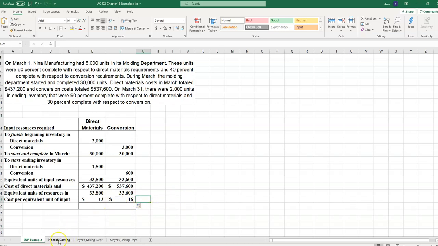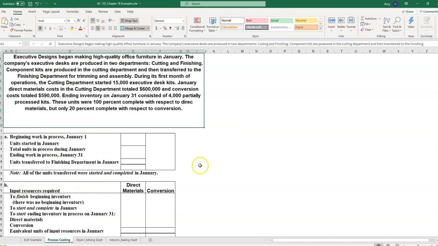Let's look at another example. In this example, we do not have any beginning inventory. We just began making office furniture in this month. We have 2 departments, and we're just going to look at one department's information. So we have the cutting department. We had no beginning inventory. We started 15,000 desks, and then at the end of the month, we had 4,000 partially completed.